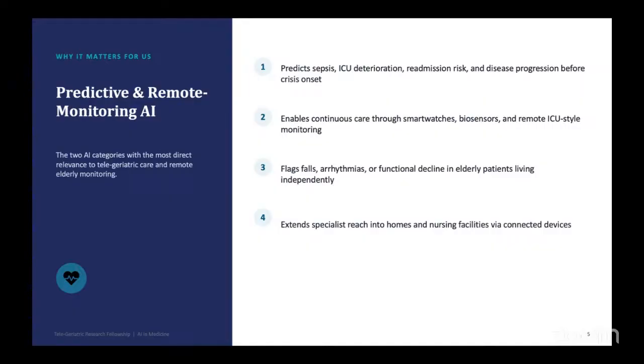Remote monitoring is the other half of the equation. Wearables and biosensors effectively turn a patient's home into an extension of a clinic. For our elderly patients, this translates into very concrete benefits: catching a fall risk, an arrhythmia, or functional decline before it turns into an emergency room visit, and extending a specialist's reach into a home or nursing facility they may never physically visit. This is quite literally where telegeriatric medicine and AI intersect, not as an abstract trend, but as the infrastructure our field is being built on.